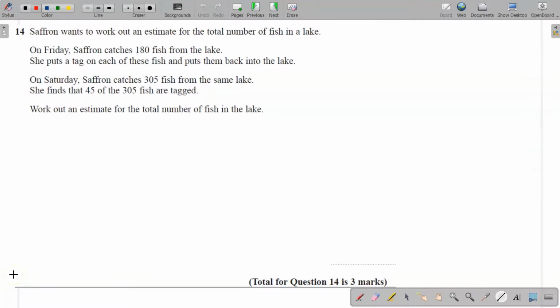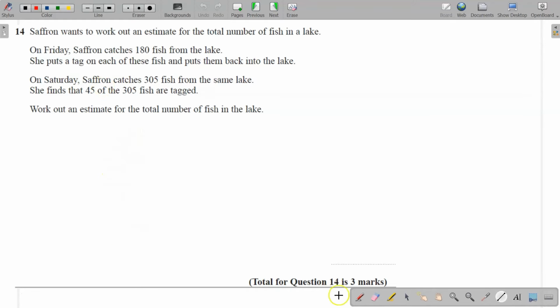This question is about the recapture method for estimating the number of fish in a lake. Now when we do a question like this, we assume that fish are caught and tagged, and then they completely randomly mix together before any recapture is carried out. Now look, in this case 180 fish were tagged, and on the following day 305 fish were caught from the lake, and only 45 of those were tagged.